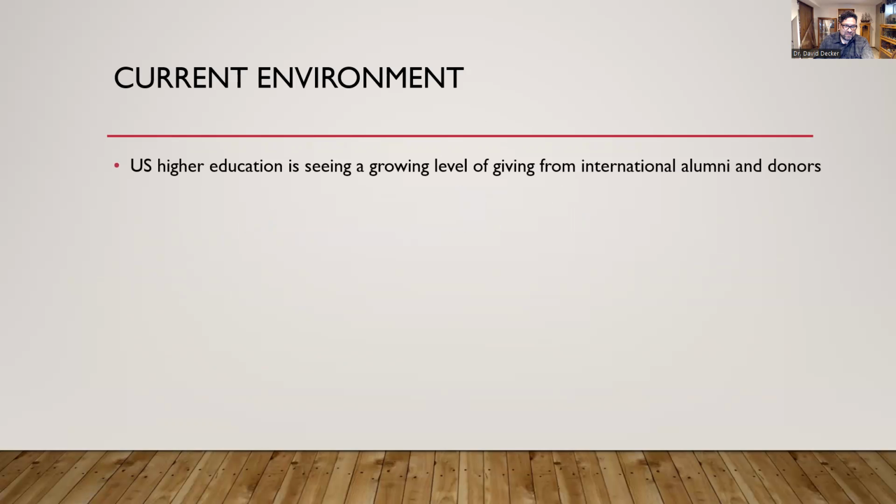So, probably no surprise to all of you that U.S. higher education is seeing a growing level of giving from international alumni and donors. The international markets traditionally have been fairly good and therefore getting good returns. Now, I will say that in the last year, some of this has changed, the last 2 years, because if you think about COVID and now what we're seeing in the Ukraine, there's definitely a pause, I think, in some of the growth.